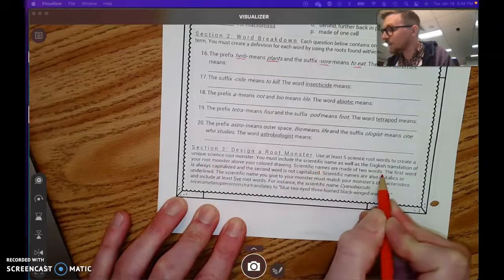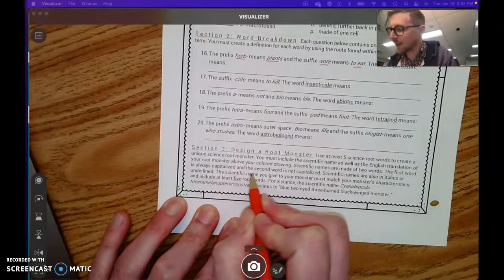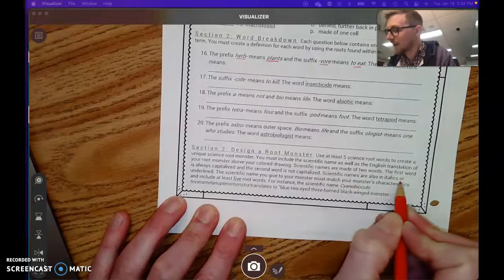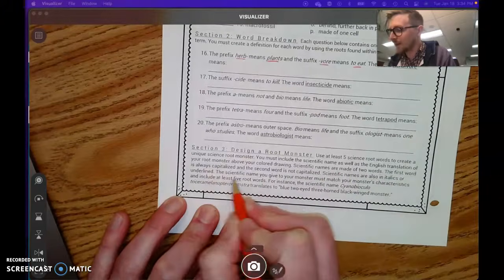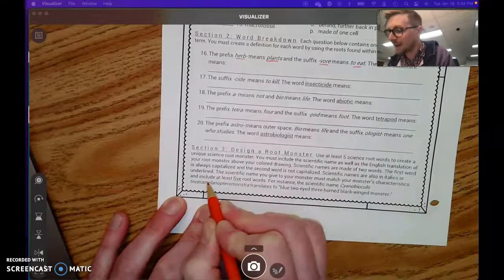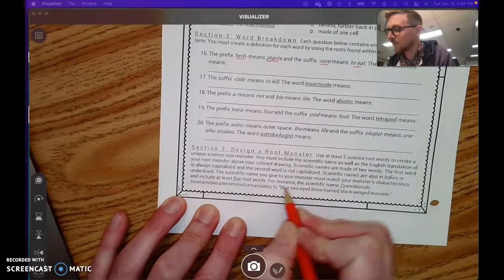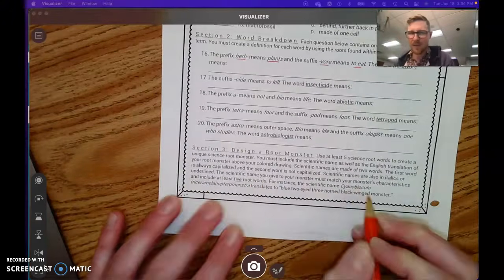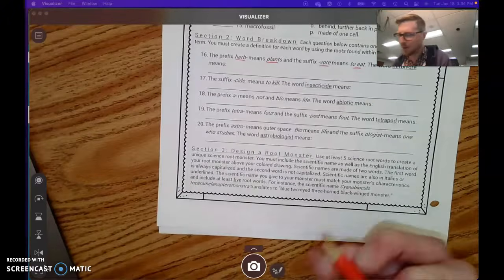Scientific names are made of 2 words. The first word is always capitalized, and the second word is not capitalized. Scientific names are also in italics or underlined. The scientific name you give your monster must match your monster's characteristics and include the first 5 root words. For instance, the scientific name, and here's an example that they came up with, just to give you an idea of what we're talking about here.